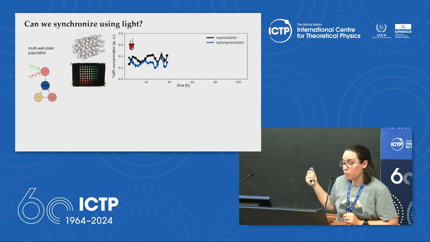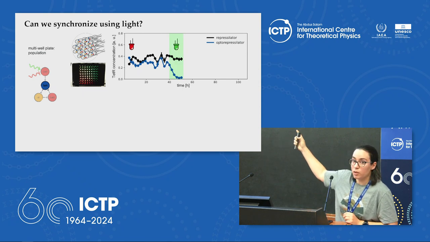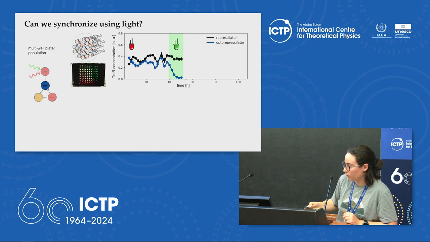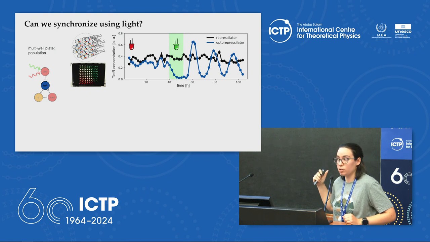They are flat at the beginning because they are not synchronized. Then we send light on the sample. Our system responds to it. Then we remove the light. And you can see that the sample is now synchronized and there are detectable oscillations in the population.